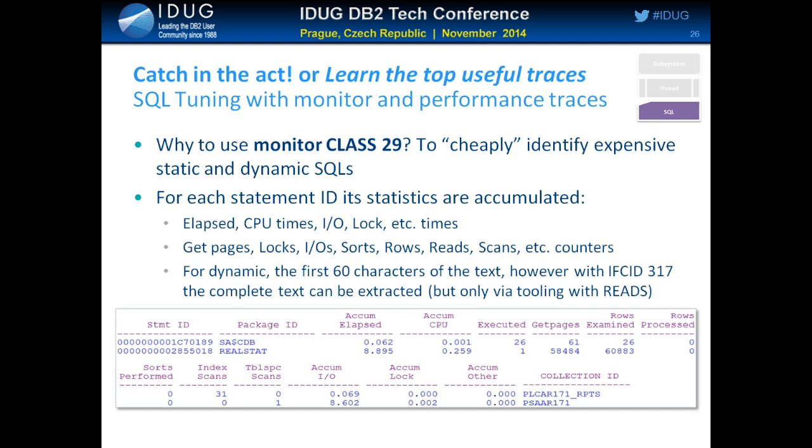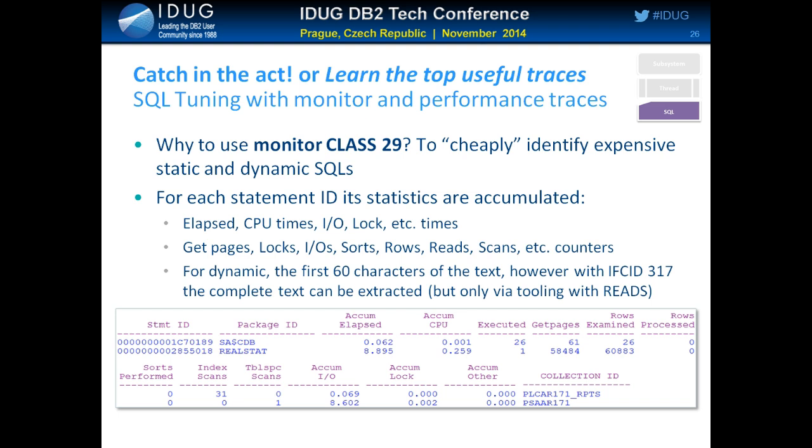So why could it be useful? I call it cheaply identifying expensive static and dynamic statements. If you have query monitors, you gather details for each and every execution of the statement, while with this class, you gather aggregated metrics. You get some specific statement, and you see the elapsed time is accumulated. Here I have 26 executions, so it's all together for that. But if you don't have any query monitoring tool, that may be the place where you want to look and browse your SQLs. Of course, there are some problems.